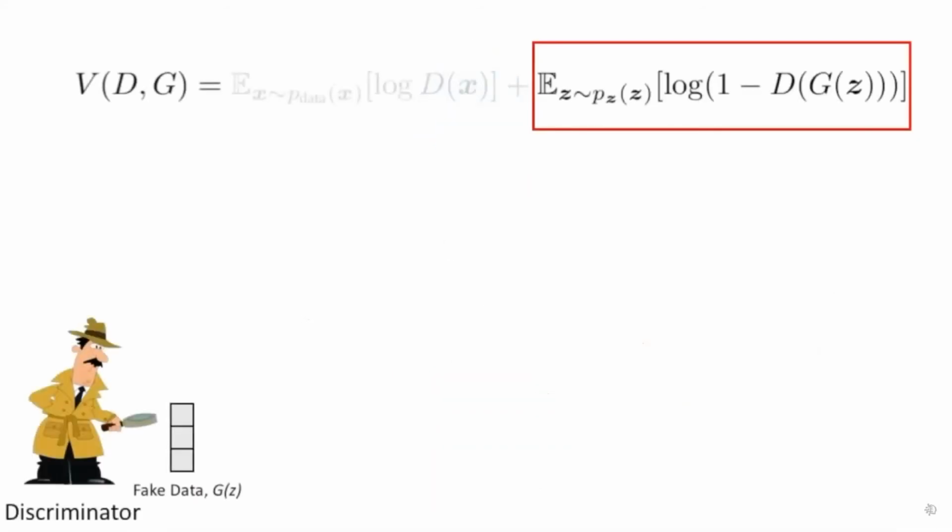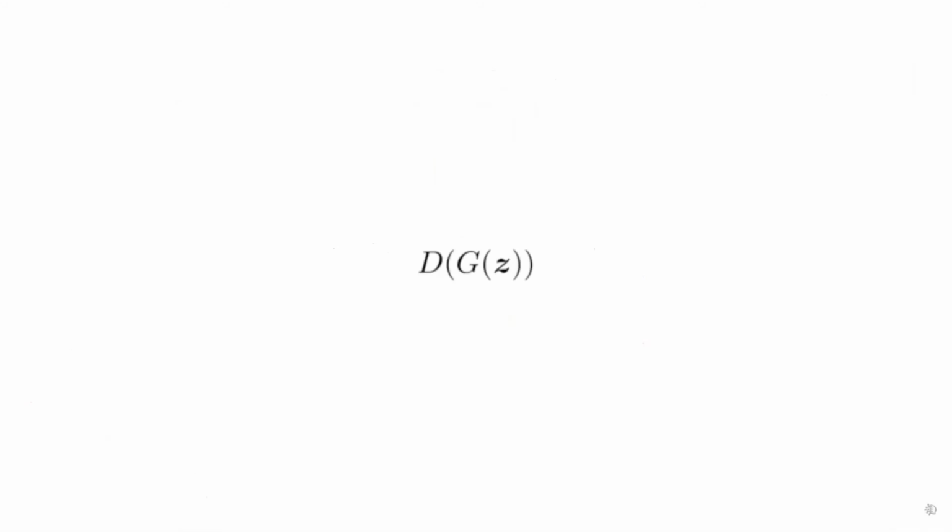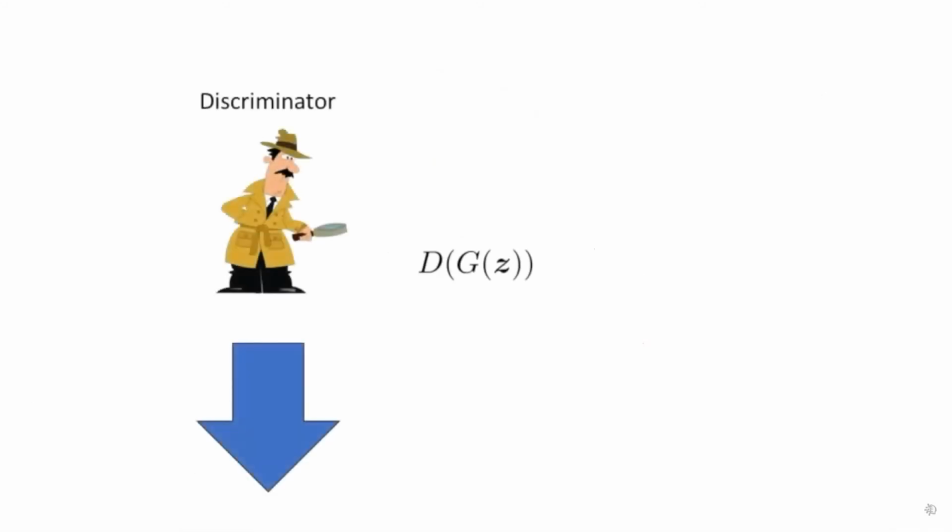The second term is the expected value of the log of the quantity 1 minus the discriminator's prediction on the fake samples. Once again, D of G of Z is just the discriminator output when feeding in fake samples, and the expectation is just the average of the predictions when you pull a lot of noise input for the generator. Let's take a deeper look at the D of G of Z term. The discriminator wants D of G of Z to be as small as possible, or to have confidence that the fake sample is in fact fake.